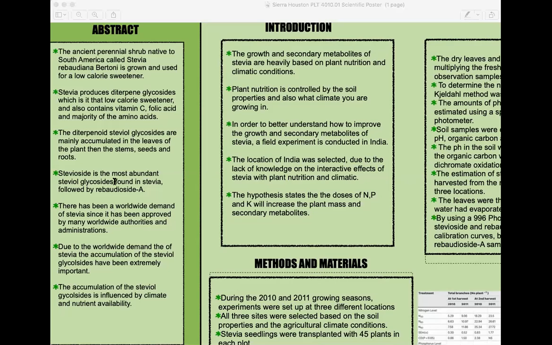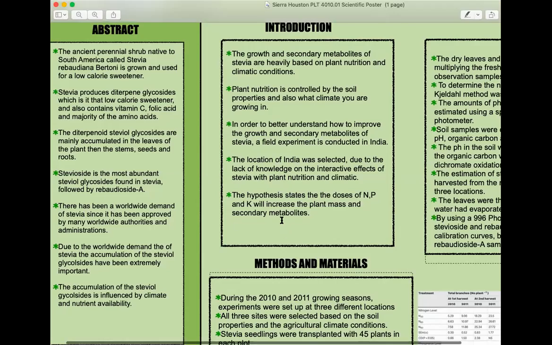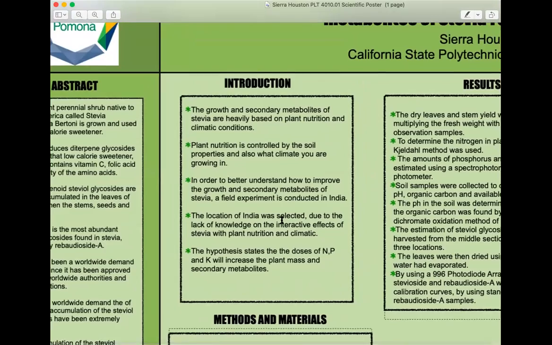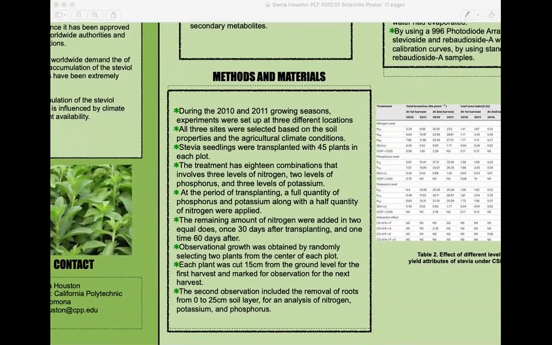There is research relating to leaf biomass and the concentration of glycosides, depending on the growing conditions and the agronomical practices. This field study was conducted in northern India and tests the concentration of glycosides in the leaf biomass. The field experiment is done using 3 different levels of nitrogen, 2 different levels of phosphorus, and 3 different levels of potassium at 3 different locations.